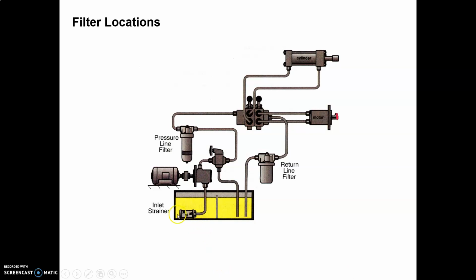And you can see here that we have a strainer which has bigger openings in the tank, and that strains out the big particles before they get into the pump. Then a finer thing called a filter is in the pressure line and filters out finer particles before they go to the system. And then in the return line, there's another filter that filters out whatever might have been picked up as the system was operating and returns it back to the tank.